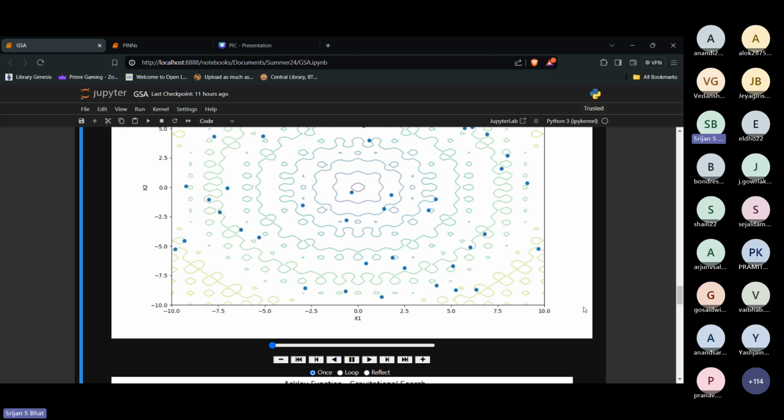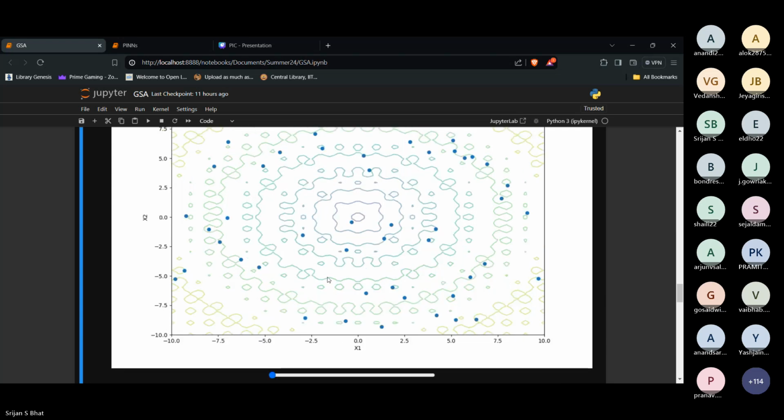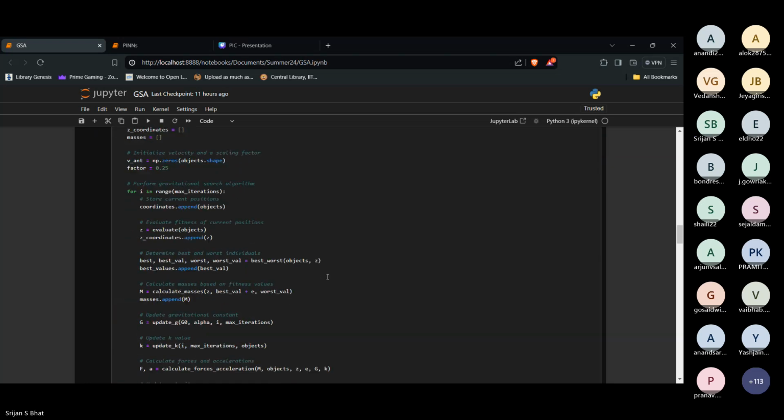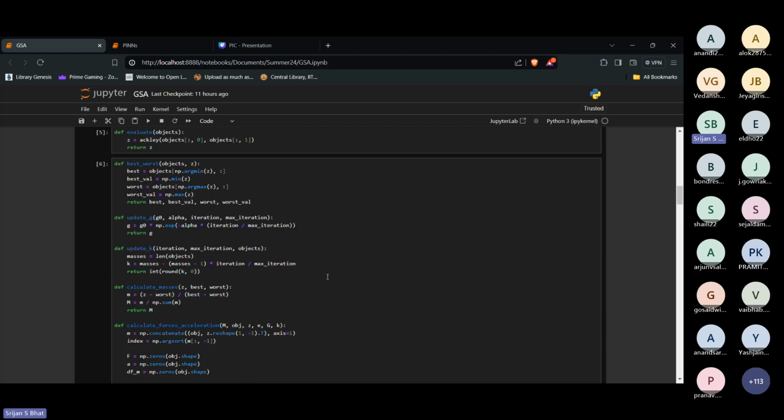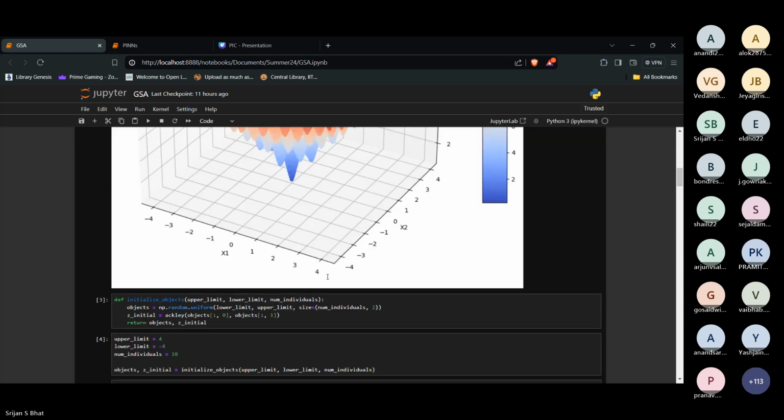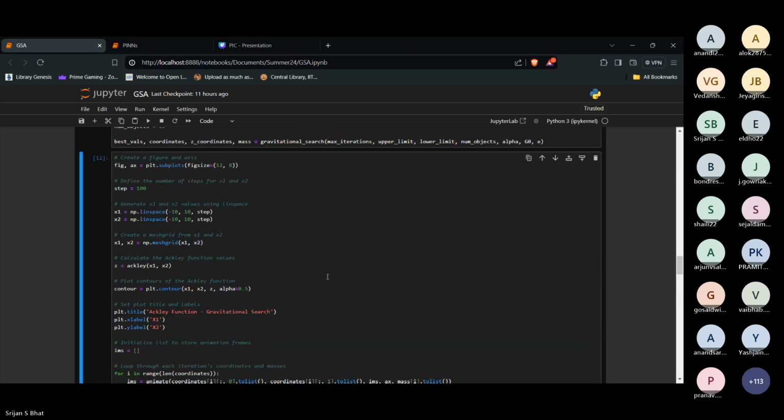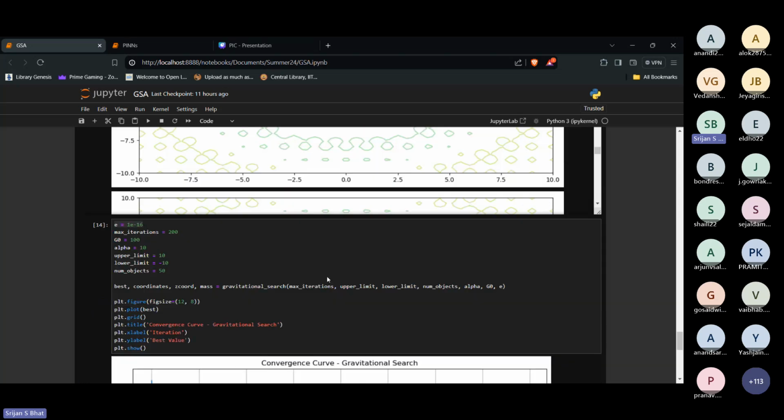Any questions regarding this? Yeah, I'll share the notes. So yeah, do I need to go through this code? I'll share the code as well.